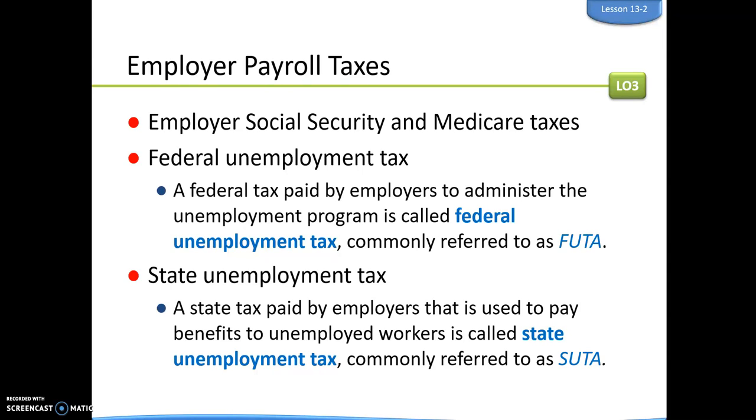Federal unemployment tax is a federal tax paid by employers to administer the unemployment program, commonly referred to as FUTA. State unemployment tax is a state tax paid by employers that is used to pay benefits to unemployed workers, commonly referred to as SUTA.